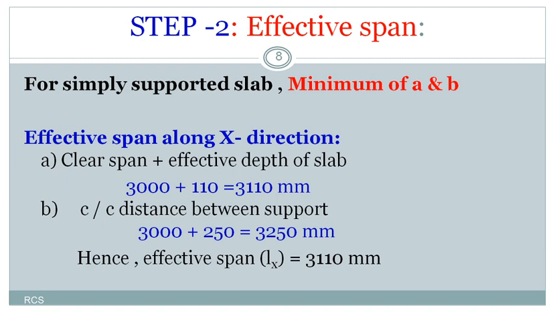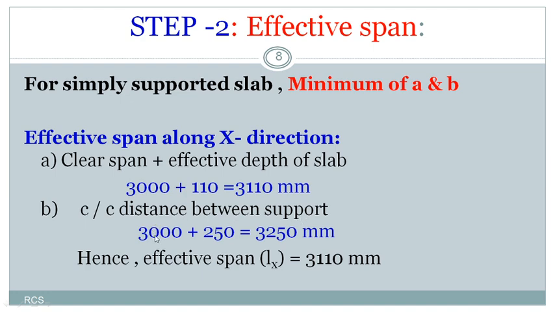As I already told you, we have to calculate effective span in x direction and effective span in y direction. So this can be calculated based on the codal recommendations. In the code, it has given two criteria, that is clear span plus effective depth of the slab. So the clear span is 3000 mm and effective depth of the slab we have already calculated, that is 110 mm. Altogether we will get 3110 mm.